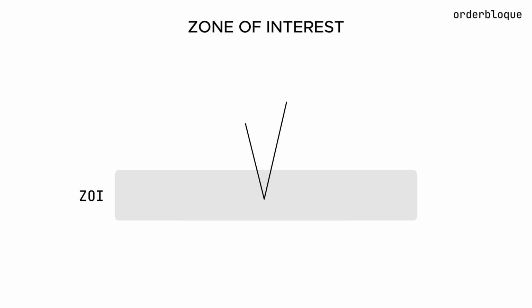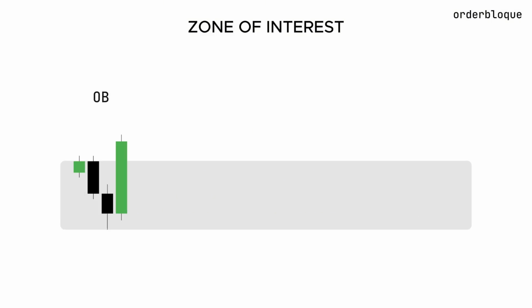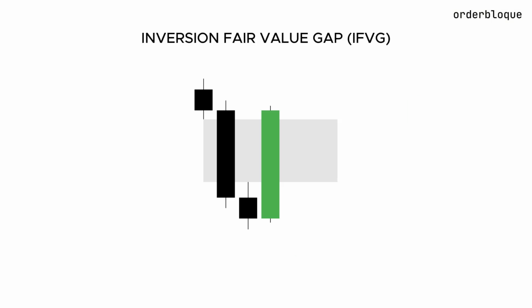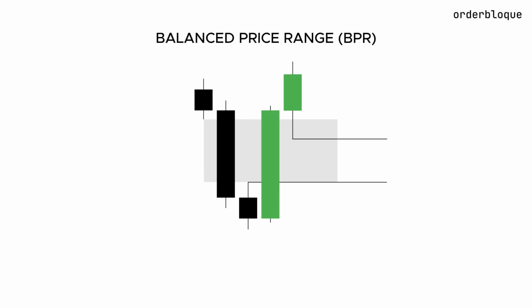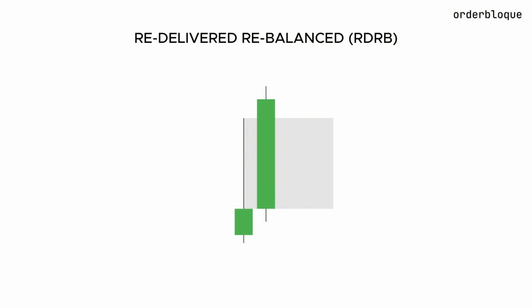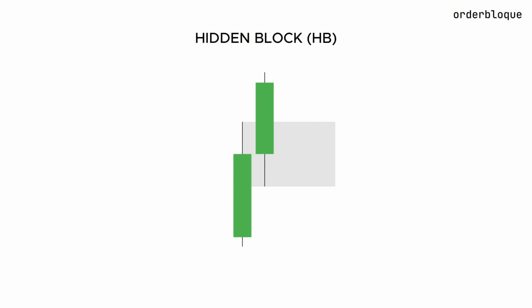The basic interpretation of the zone of interest includes all previously mentioned variables: order block, rejection block, fair value gap, and fractal points. However, it's important to note that the concept is not limited to just these elements. It can also include other variables such as inversion fair value gap, balanced price range, mitigation block, breaker block, redelivered rebalanced, hidden block, and others. In other words, you can use anything if you're confident in the functionality of a particular element.